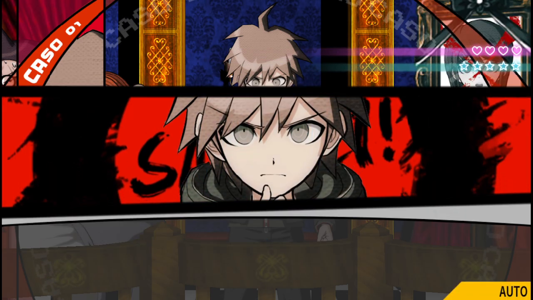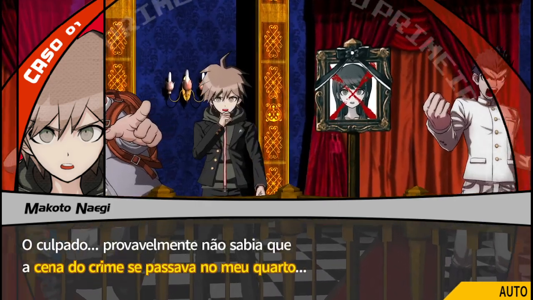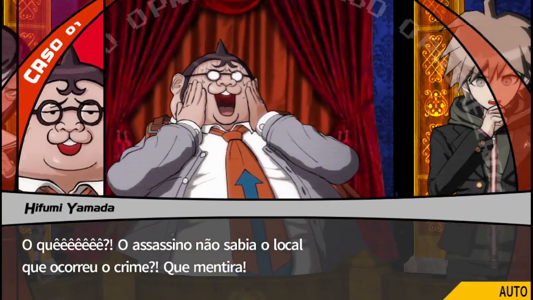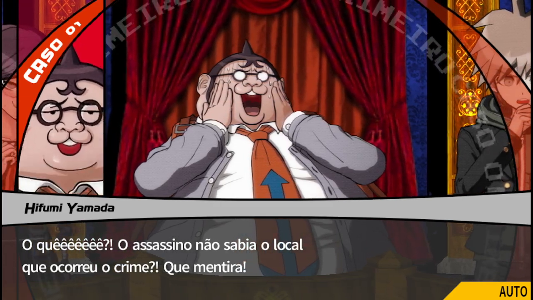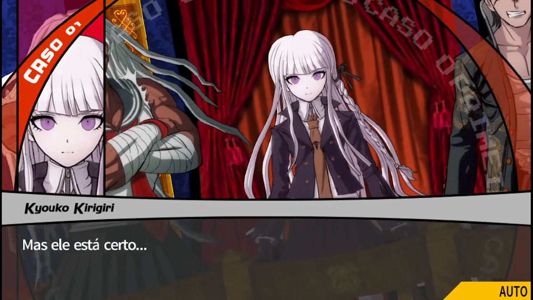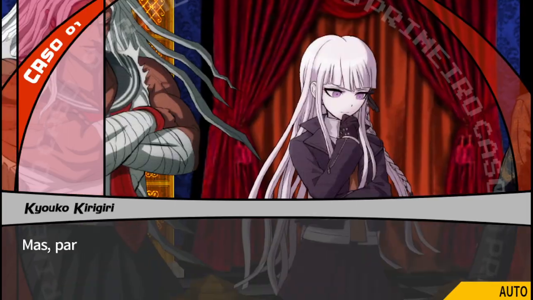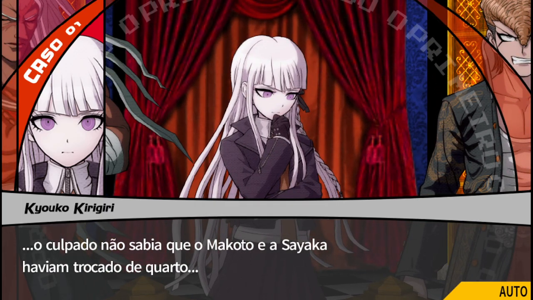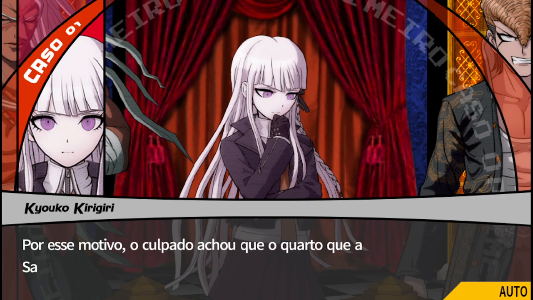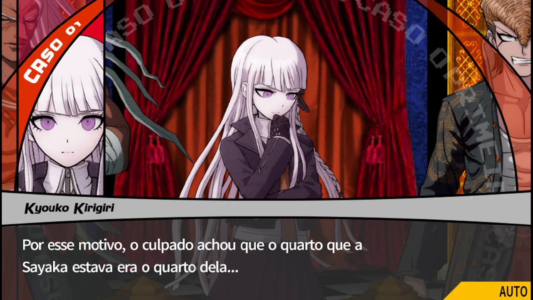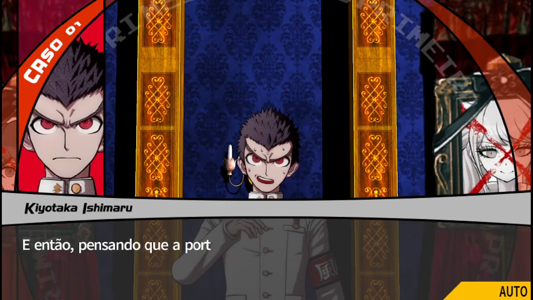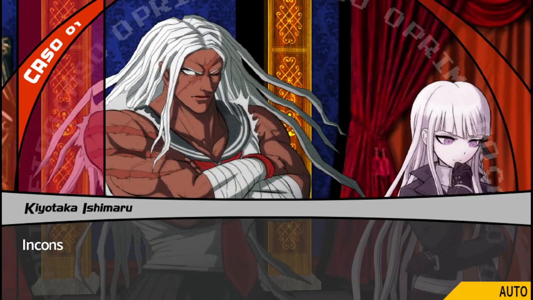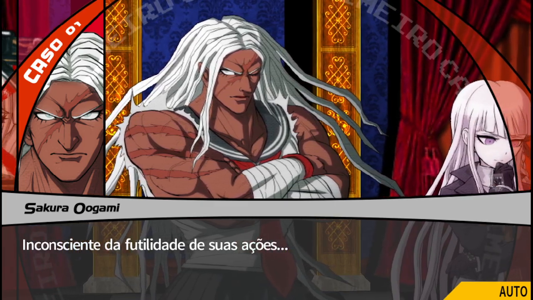I got it! The killer must not have realized that it was my room. What? Are you saying the culprit didn't even know where he was? That's inconceivable! And yet, he's absolutely right. Say what? Well, to be more specific, what the killer didn't know was that Makoto and Sayaka had switched rooms. Which is what led to the misunderstanding about the bathroom. If Sayaka had been in her own room, then there would have been a lock on the door, and they would have had to break through! So they had no idea how unnecessary their actions were.